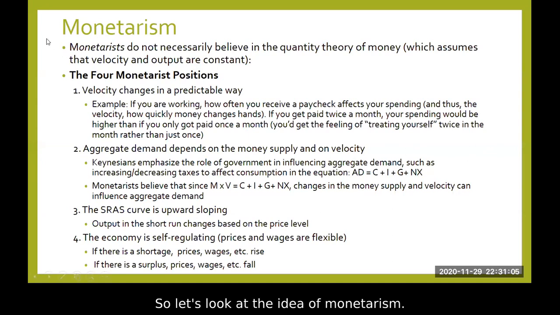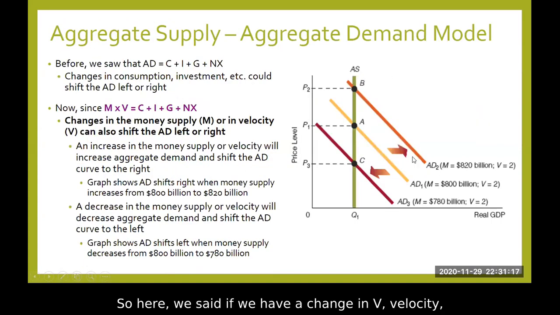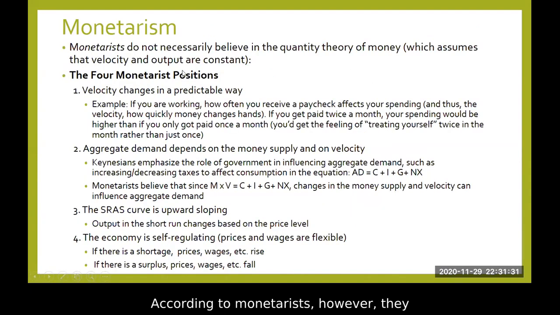So let's look at the idea of monetarism. So monetarists do not necessarily believe in the quantity theory of money. So here we said if we have a change in V, velocity, it can shift things left or right. So recall with the quantity theory of money earlier, we said that if we were to put more money in circulation, it does not affect V. It only changes the price level. According to monetarists, however, they do not necessarily believe in the quantity theory of money, which assumes that velocity and output are constant. So the four positions that monetarists have is that first, velocity can change.